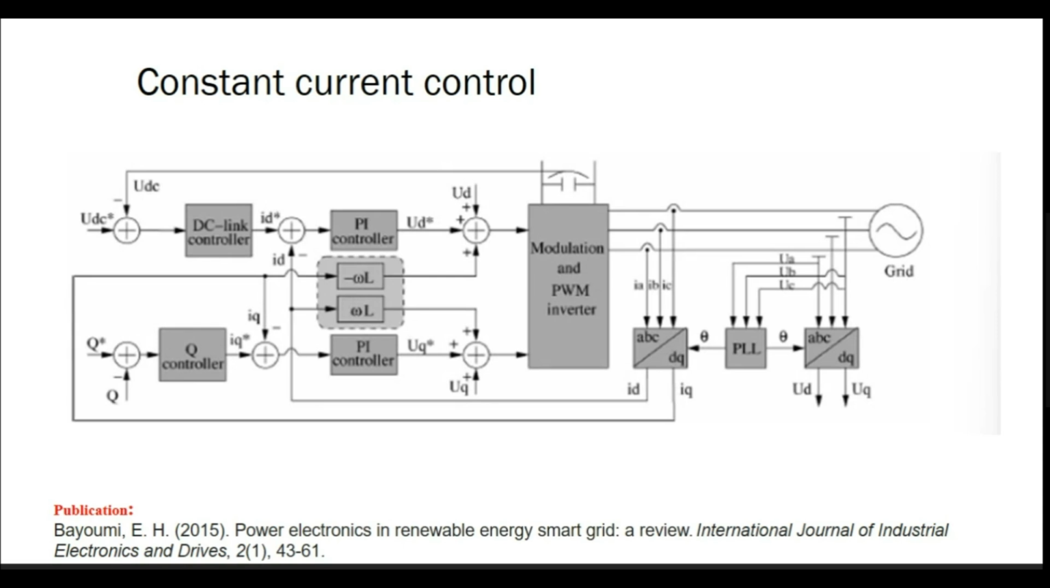This is the control technique which is normally used for controlling the devices. It definitely involves PI controllers, with current, power, and reactive power being maintained at a constant value. So normally constant current control is preferred for smart grids.